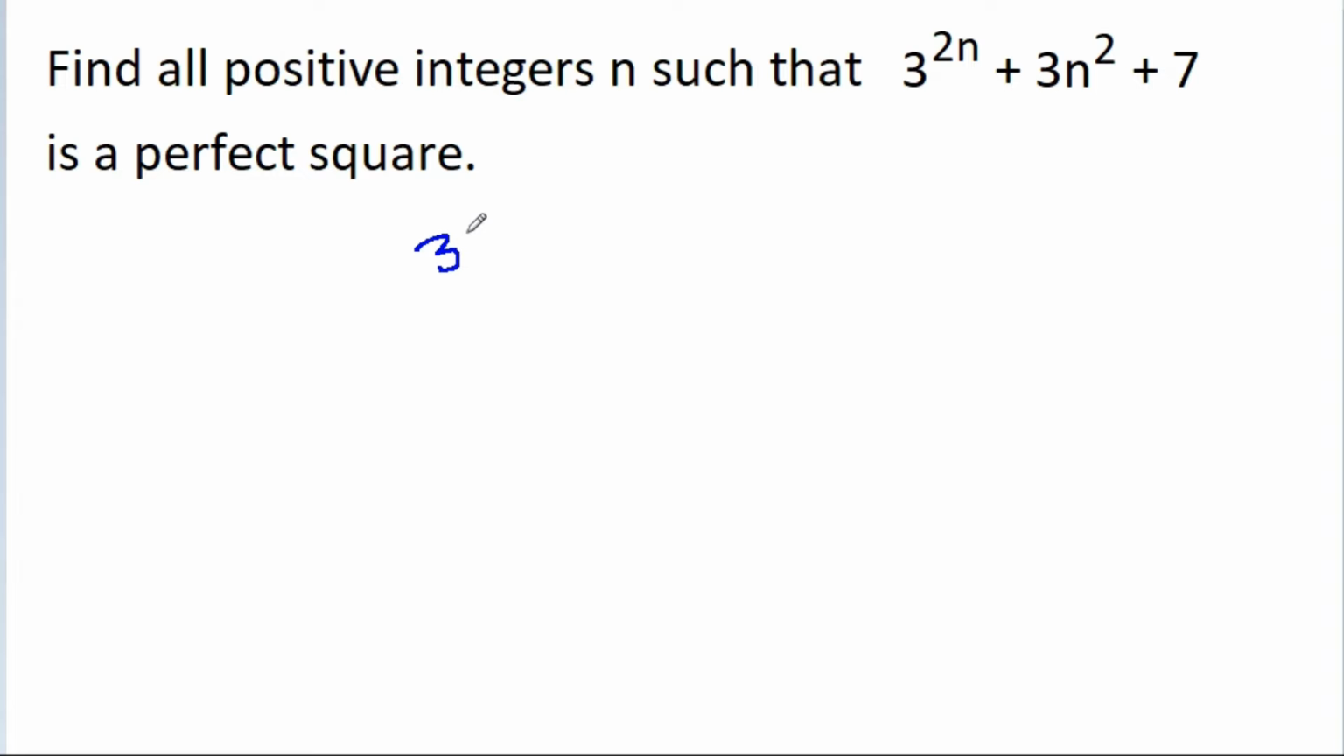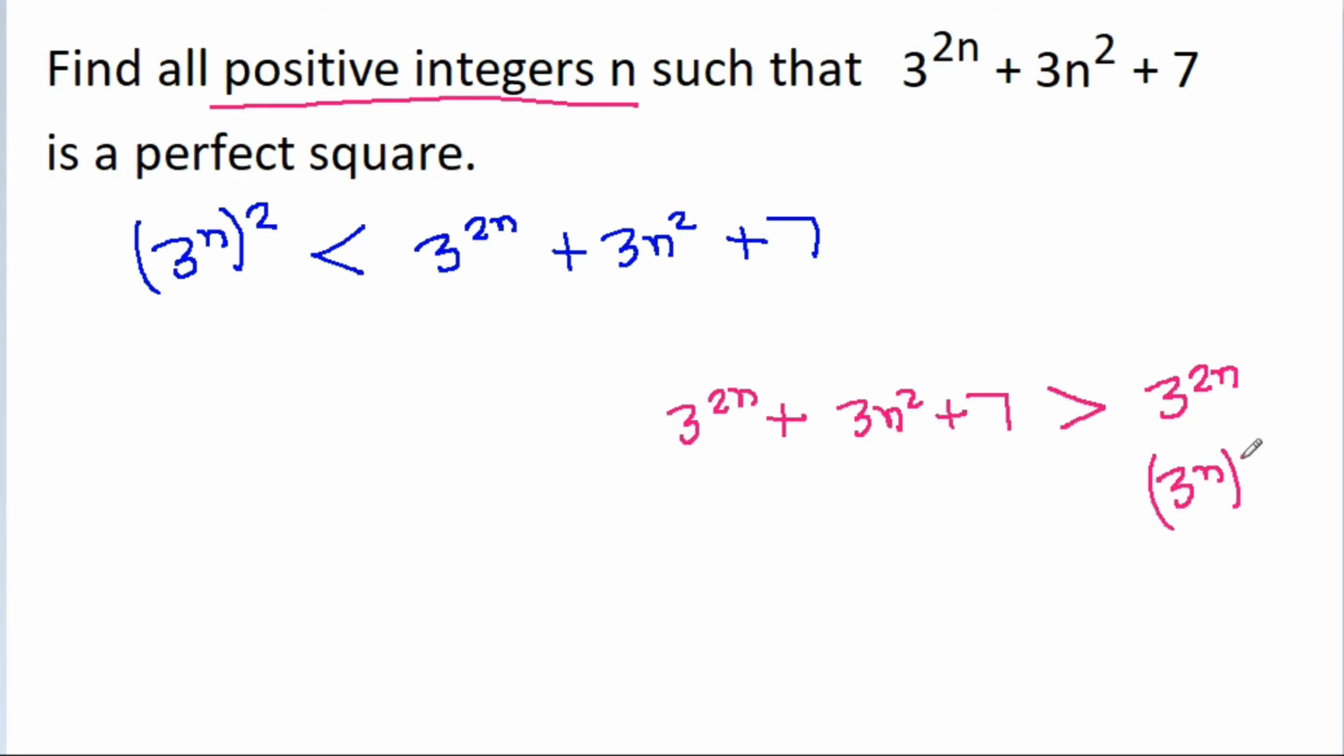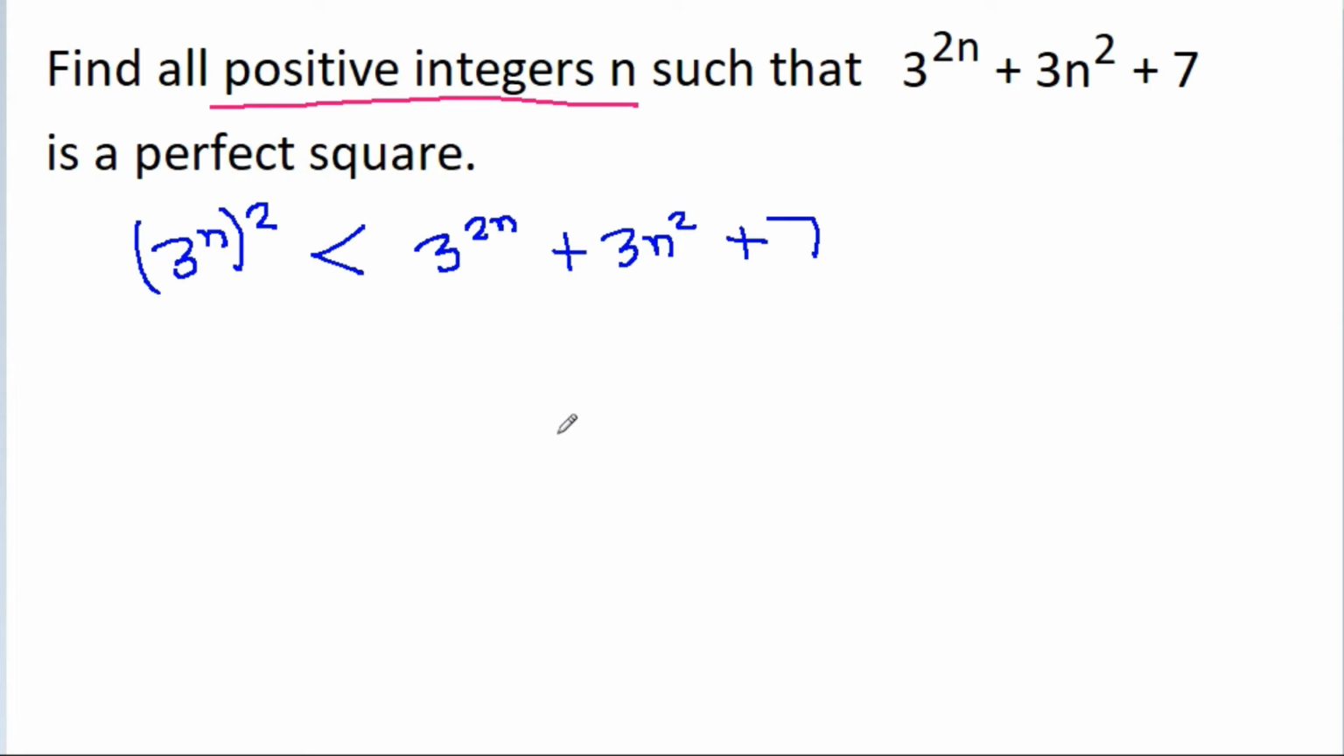So we have 3^(2n) + 3n^2 + 7 and clearly it is greater than (3^n)^2. Here 3^(2n) + 3n^2 + 7 must be greater than 3^(2n) because n is a positive integer and 3^(2n) can be written as (3^n)^2. So it must be greater than (3^n)^2. And the number next to 3^n is 3^n + 1.